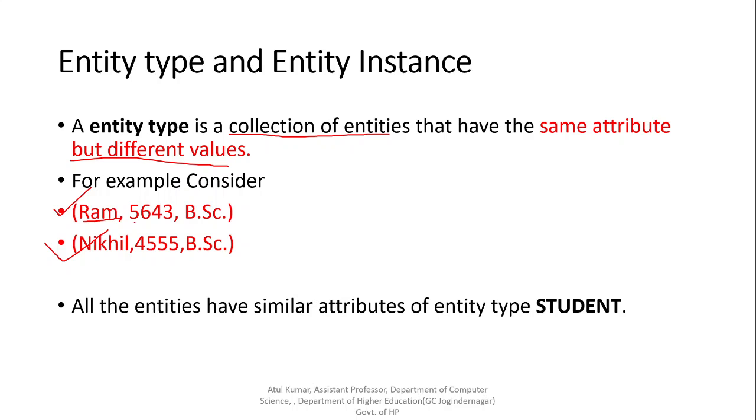we have Ram. Suppose this one is a roll number and this one is a class. BSc is a class, 5643 is a roll number. The next instance of the entity is Nikhil, 45555 and BSc. So all have similar attributes. So these are the instances of the entity type, that is a student.